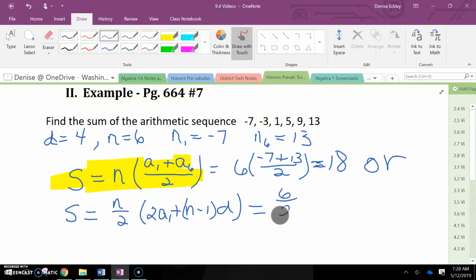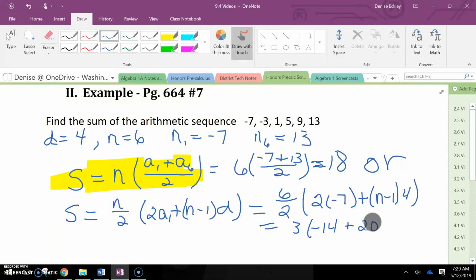So we know we have 6 terms, and we're going to take 2 times the first number, which is -7, and then we're going to add to that 6 minus 1 times 4. So we're going to get 3 times -14 plus 20, because what I didn't do here was substitute in that n was 6. So that's where we get the 5 times 4. And we would get again 3 times 6, which is 18.